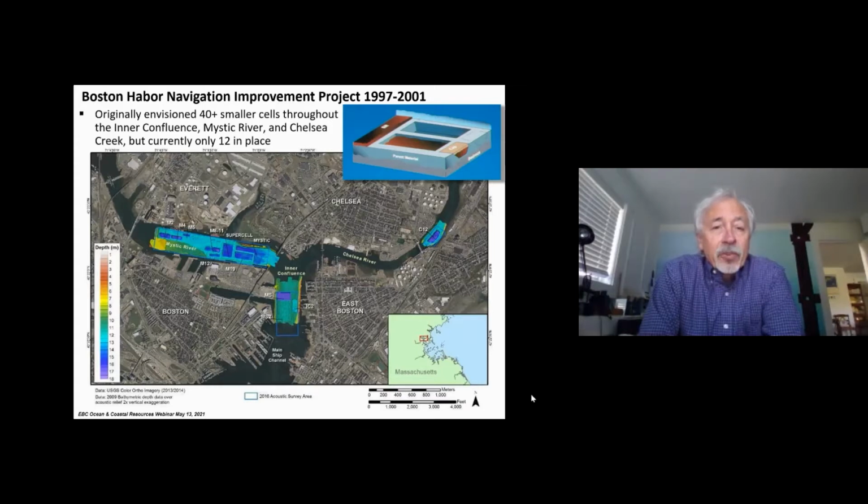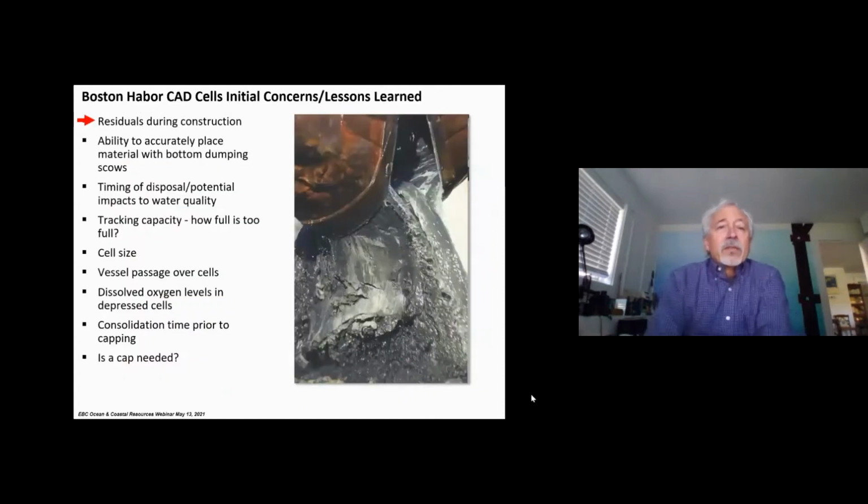And really came up with a much more cost-effective approach, which included far fewer cells, but a lot larger and deeper cells. And you can see them in the bathymetric traces shown here, the majority of them up in the Mystic River. So again, a lot of initial concerns, a lot of lessons learned out of this, and I'll tick through what came out of Boston.